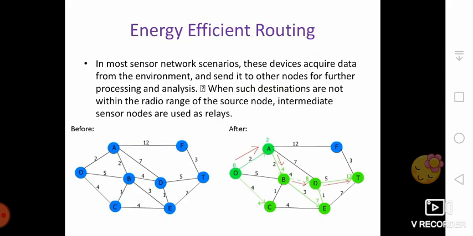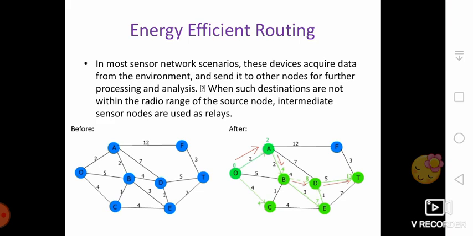So, energy efficient routing. In most sensor network scenarios, these devices acquire data from the environment and send it to the other nodes for further processing and analysis. So, when such destinations are not within the radio range of the source node, then intermediate sensor nodes are used as relays. So, for energy efficient routing, the shortest path algorithm is modified to obtain routes with minimal total transmission power.